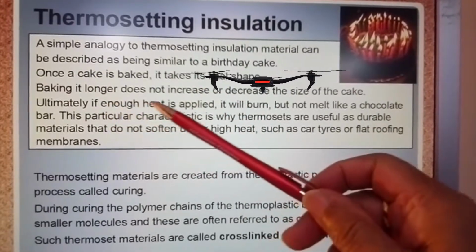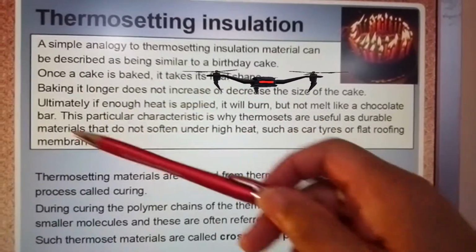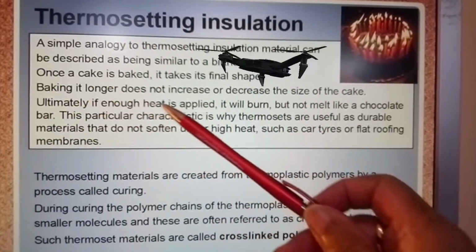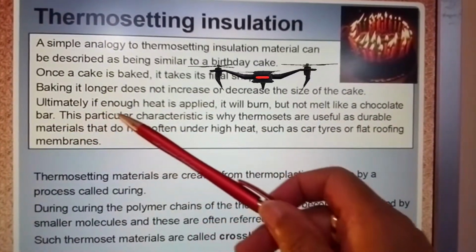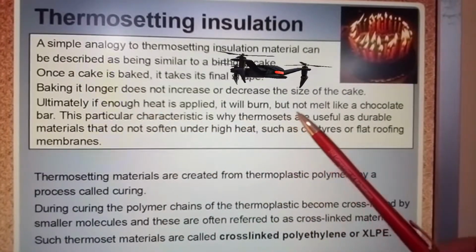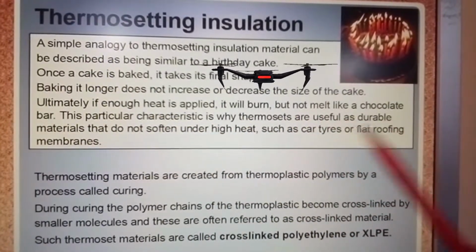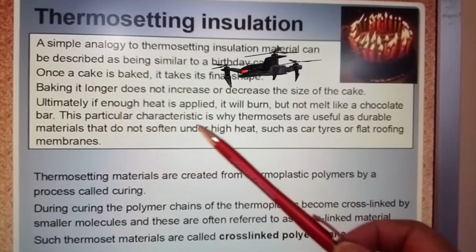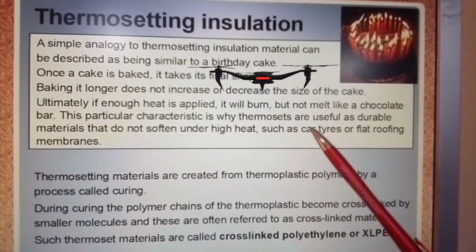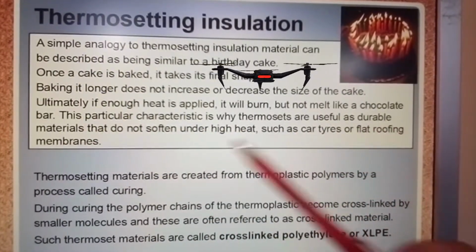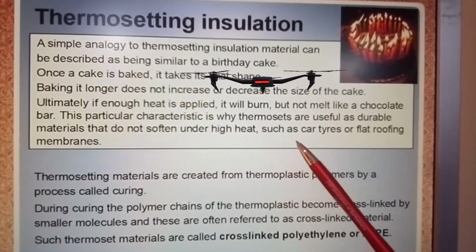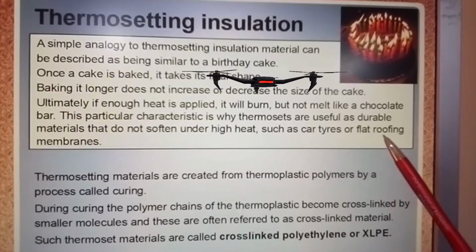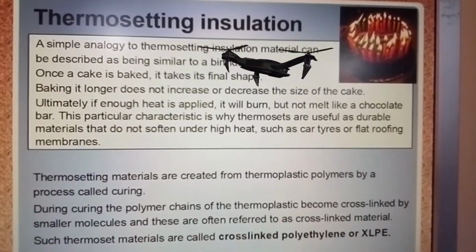Once a cake is baked, it takes its final shape. Baking it longer does not increase or decrease the size of the cake. Ultimately, if enough heat is applied, it will burn, but not melt like a chocolate bar. This particular characteristic is why thermosets are useful as durable materials and do not soften under high heat, such as car tires or flat roofing membranes.